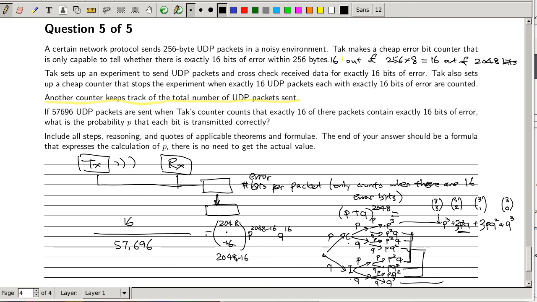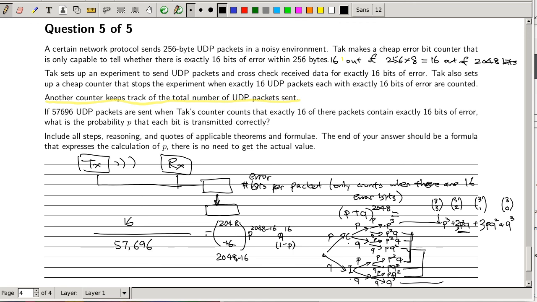Now, we have two variables, two unknowns, and only one equation. We cannot solve for that. Fine. Cross this out, make it 1 minus p. Right? So now we can solve for it.